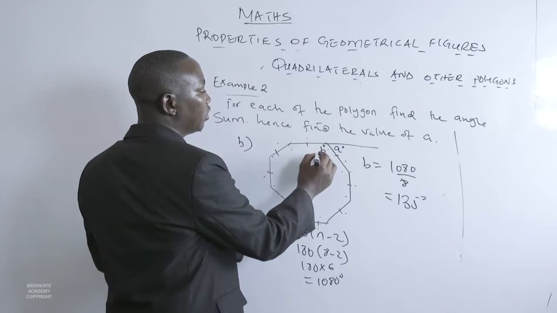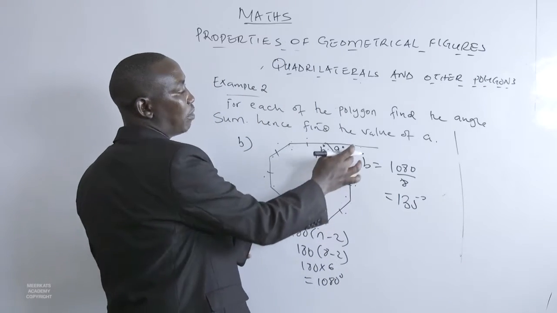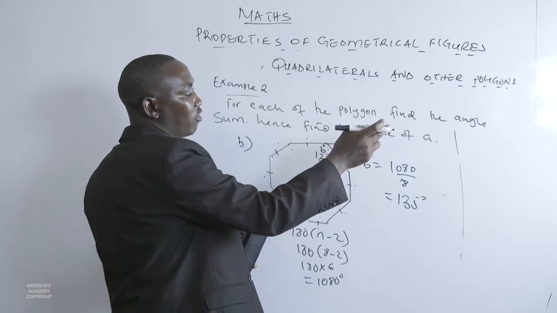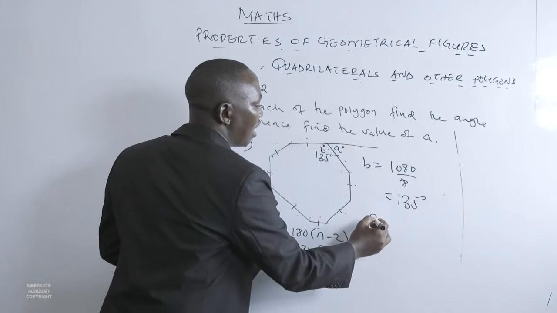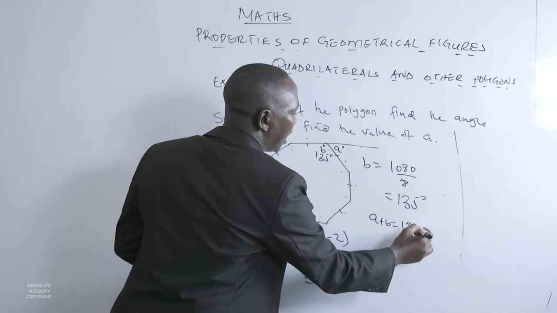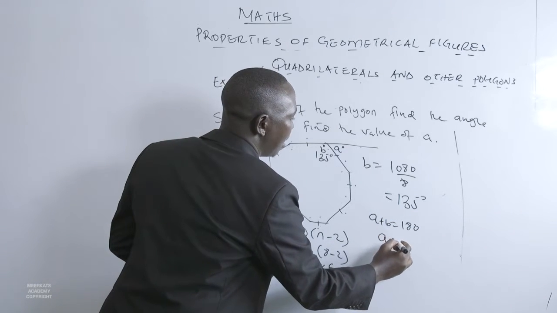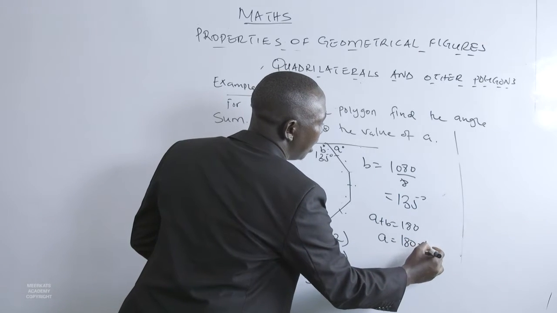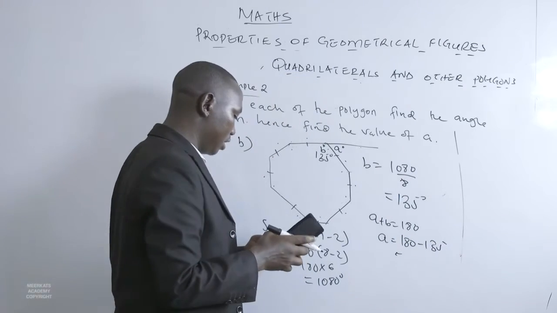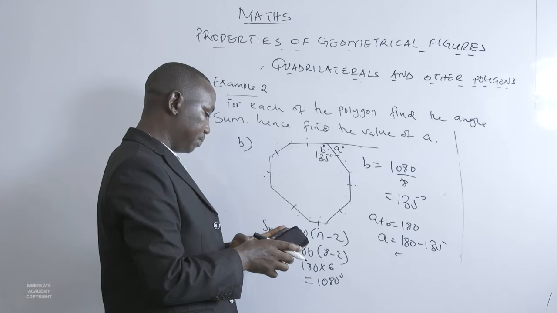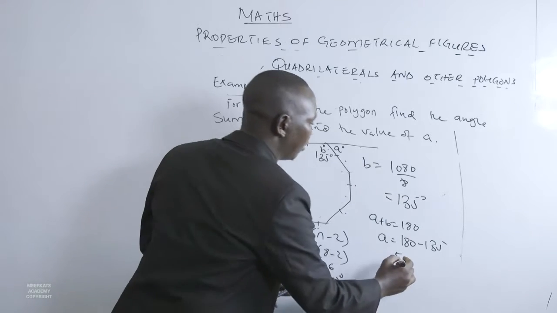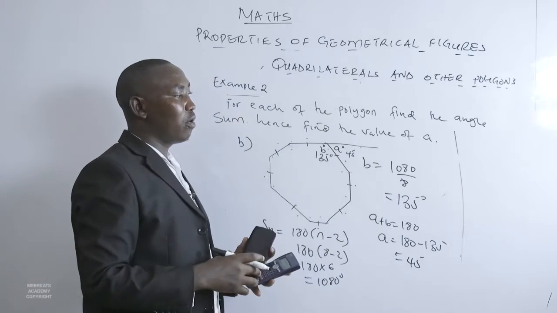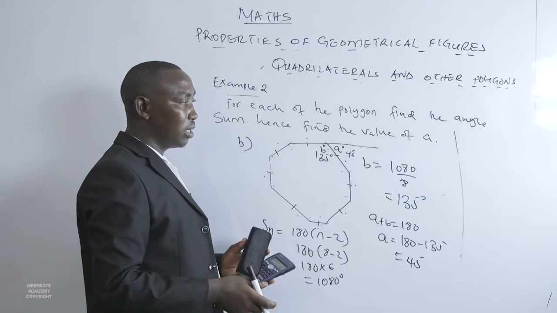135 degrees. If this is 135 degrees, you can find A because the interior and exterior angles form a straight line, and therefore A plus B will be 180. Therefore A will be equal to 180 minus B, which is 135. And this gives us 45 degrees. So each of the exterior angles will be 45 degrees.